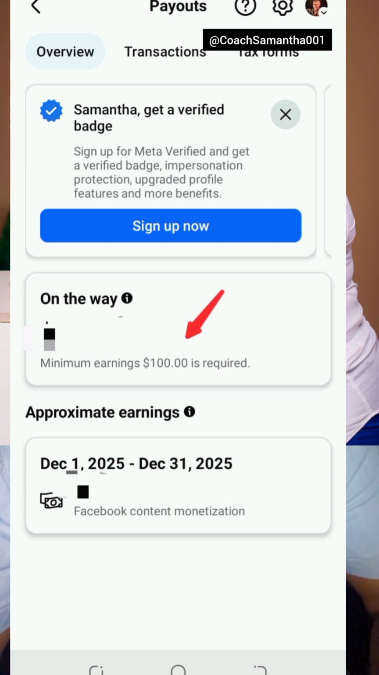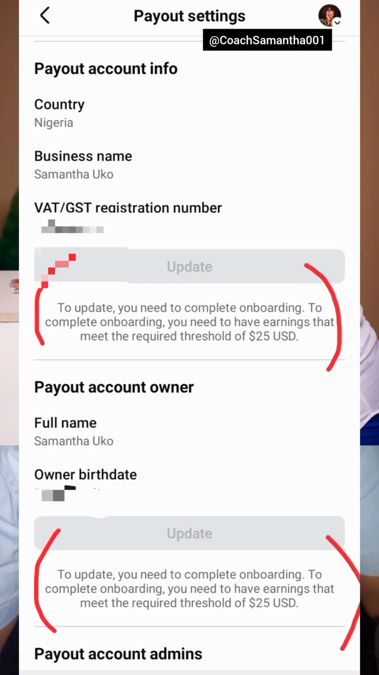So on reaching your threshold for withdrawal, the payment threshold is $100. But for you to have your payment set up, you have to reach a threshold of $25. Okay, so you can imagine one of your videos could just blow up, one of your content could just blow up, and you have views, you have engagements, that you hit $25 within a twinkle of an eye, and then you did not get your things ready. Then you are in trouble.